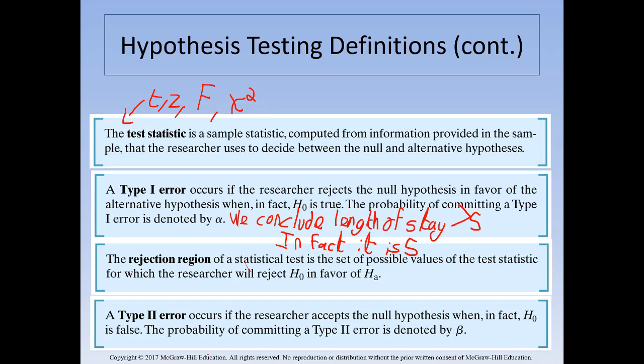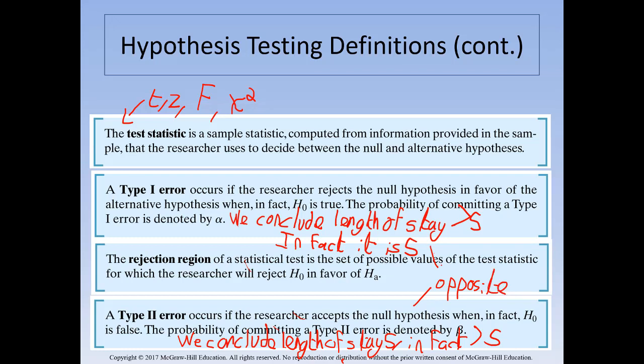But the type 2 error is almost the converse of that. So here, we conclude we don't reject the null hypothesis. We don't have enough evidence. So we conclude length of stay is 5, but in fact it's greater than 5. And you can see that these are kind of opposite.